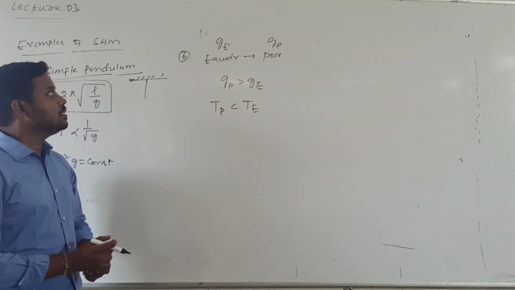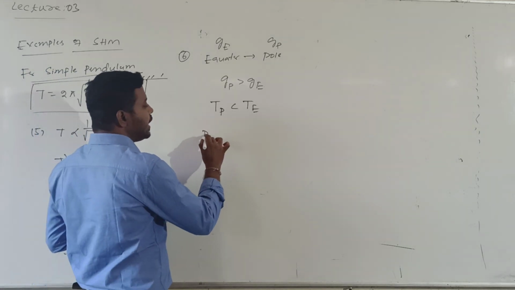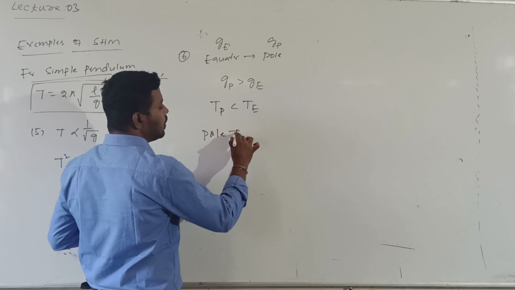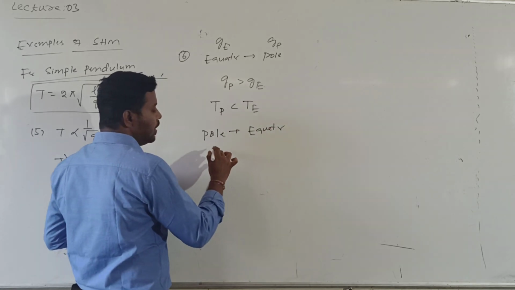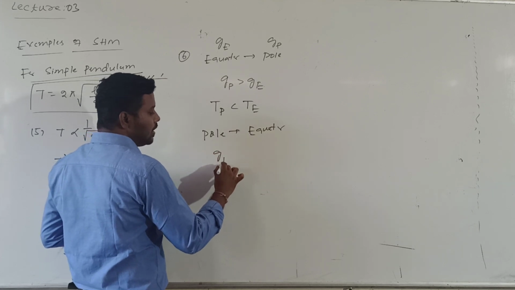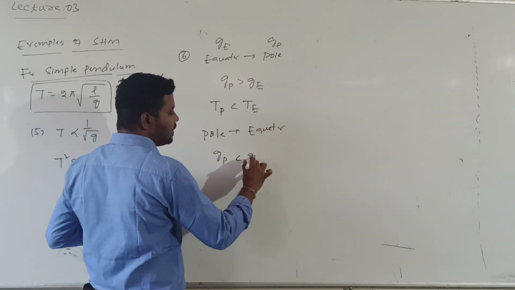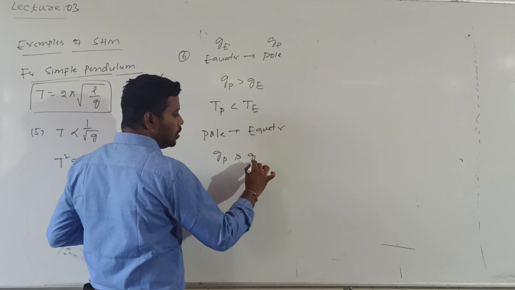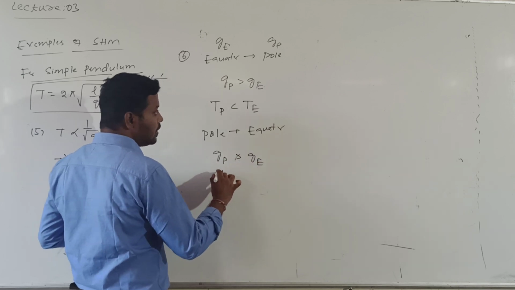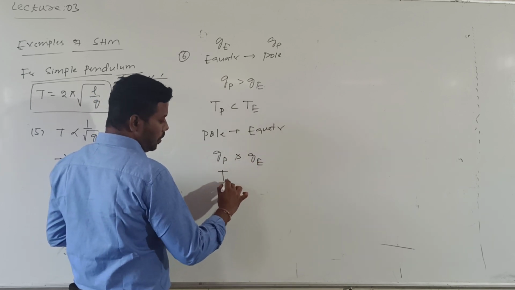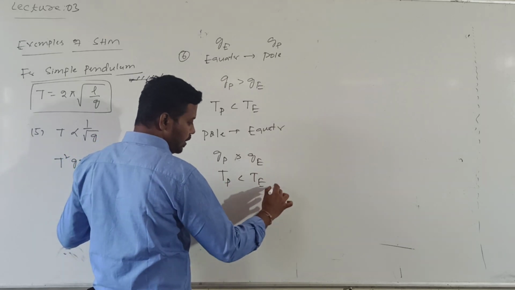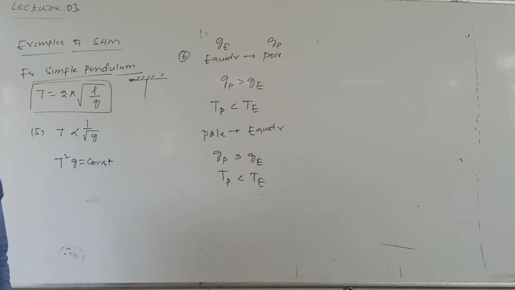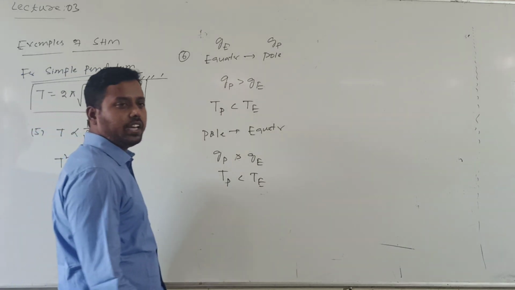Okay? Similarly, whenever the pendulum clock is taken from the pole to the equator, what happens? The acceleration due to gravity at the pole is greater than the acceleration due to gravity at the equator. Due to that reason, the time period at the pole is less than the time period at the equator. The same thing will happen, equator to pole and pole to equator.